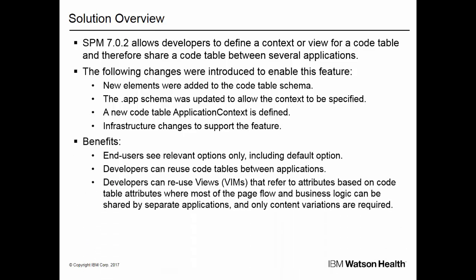In situations where the end user shares a code table, the benefits of filtered tables are that they see relevant options only and can be offered a different default option for each application. Developers can reuse the code tables. They can reuse parts of UIM pages, called views, that house code tables where most of the page flow and business logic can be shared by separate applications, and only content variations are required.